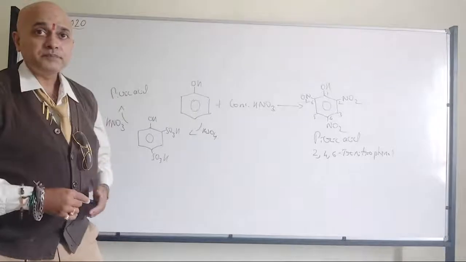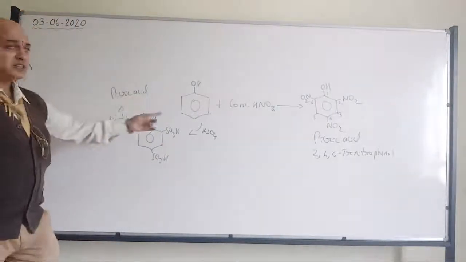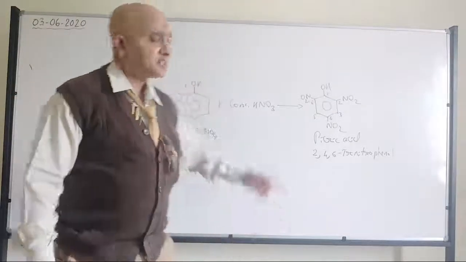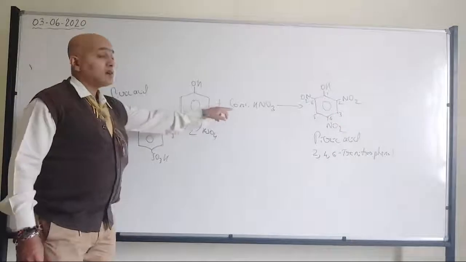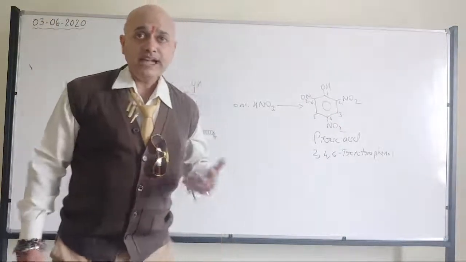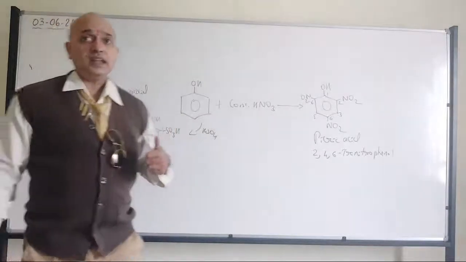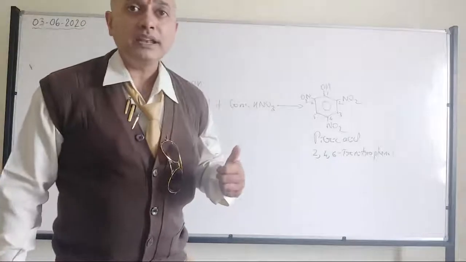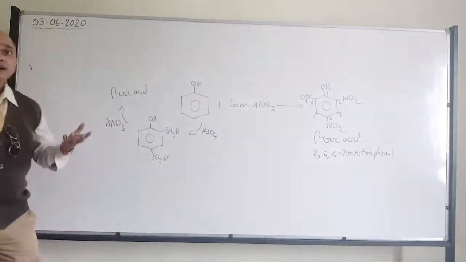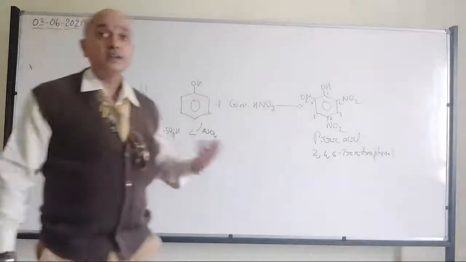Am I clear? In commercial preparation, they will go with this method instead of the direct one. Why this round off? Why not go straight away? That is because with concentrated HNO3, the reaction will be a bit uncontrollable. And during that process, there will be liberation of oxides of nitrogen, which can affect the ozone layer.